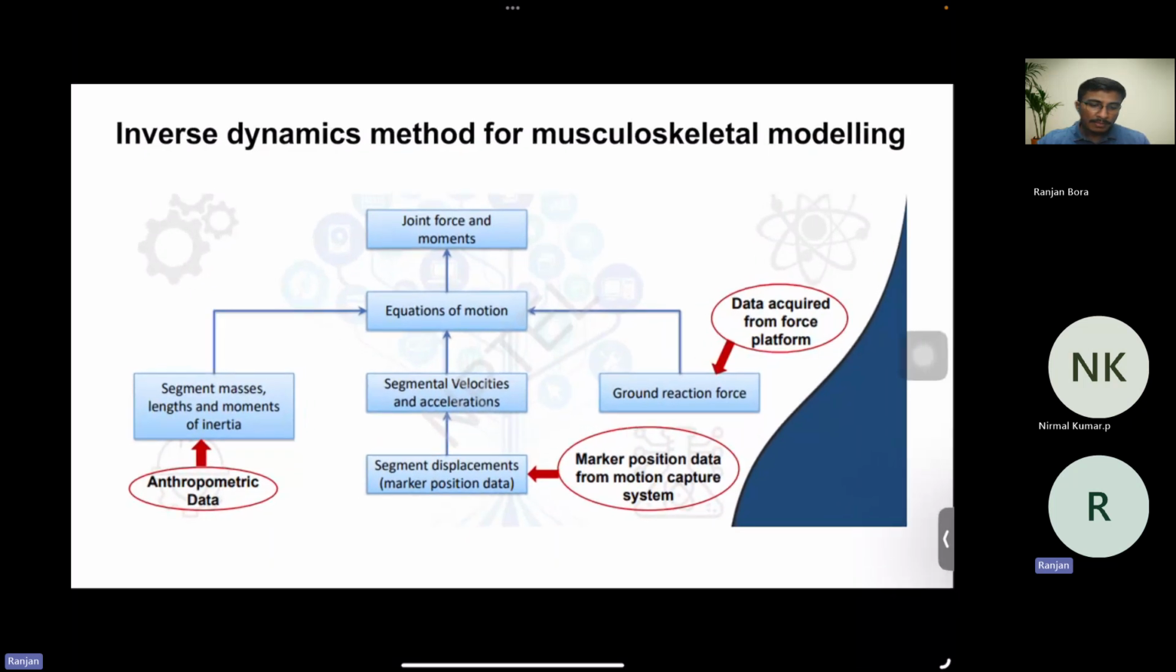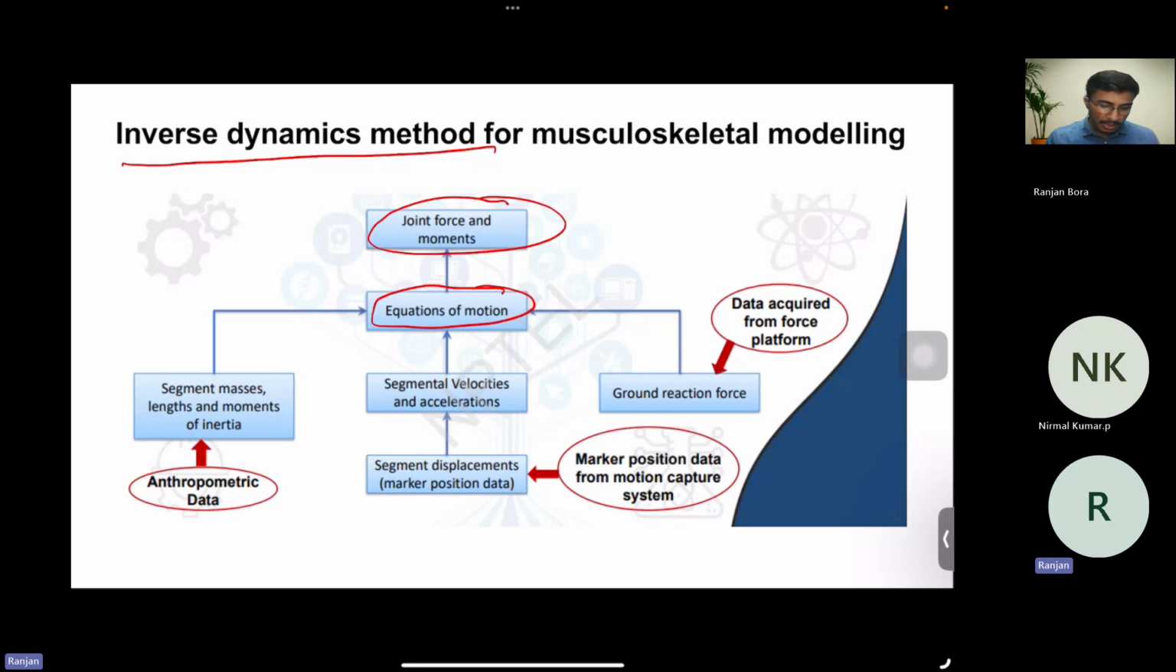So next, there are some methods for calculating these joint forces and moments. You can see this flow chart. We have solved some problems to calculate the joint force and moments using the equations of motion, which today I explained, that means Newton's second law. So in the software also we can do the same kind of problem.